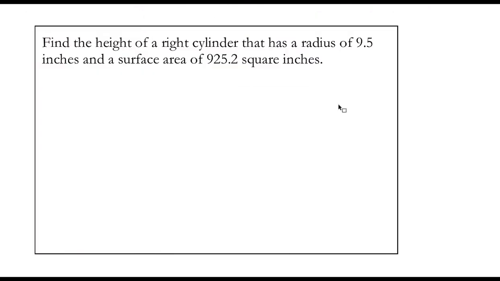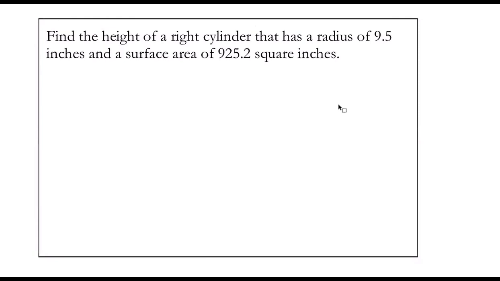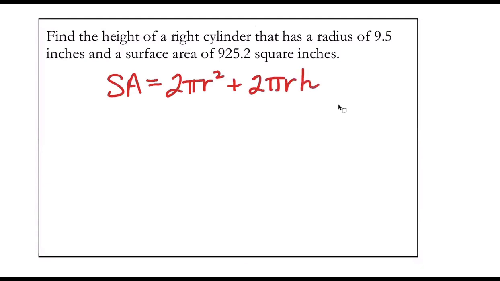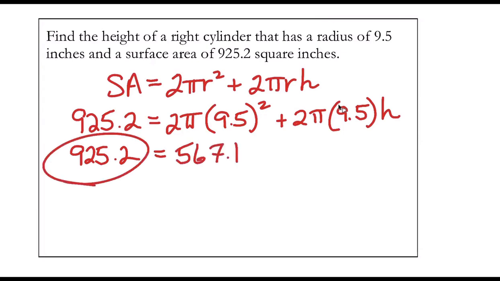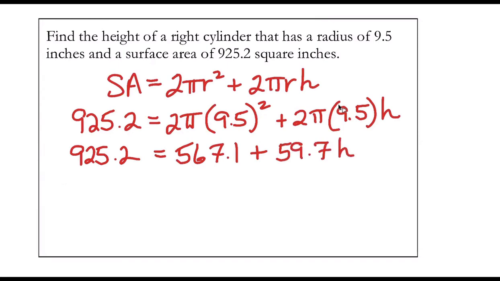The last problem says find the height of a right cylinder that has a radius of 9.5 inches and a surface area of 925.2 square inches. So for a cylinder, surface area is 2 circles, so 2 pi r squared, plus the lateral area, 2 pi r is the circumference, times the height. So 925.2 is equal to 2 pi, the radius is 9.5 squared, plus 2 pi times 9.5 h. Okay, I'm going to use the pi button and multiply that out. 9.5 squared times 2 times pi. And I'm going to go ahead and round to the tenth because that's how that one was rounded. All right, plus, and then 2 times 9.5 times pi is 59.7 times the height.